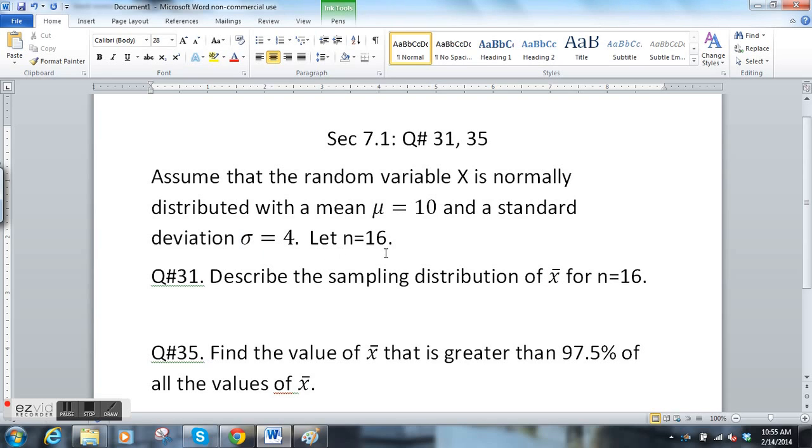So the question reads, assume that the random variable x is normally distributed with a mean mu equals 10 and a standard deviation equal to 4, and we're going to let n equal 16. So this is the population. Variable x is normally distributed like this. And it says describe the sampling distribution of x bar for n equals 16.